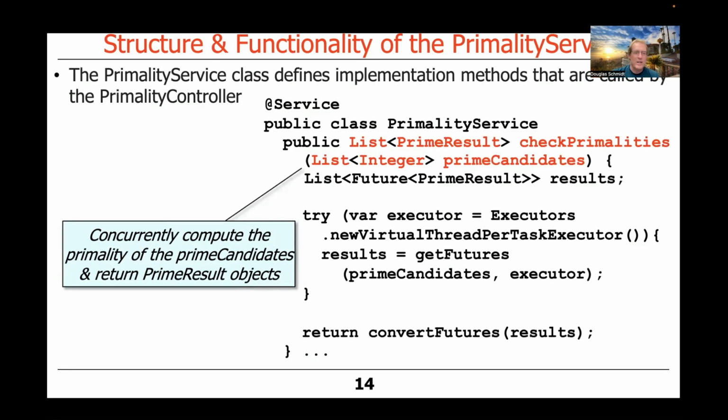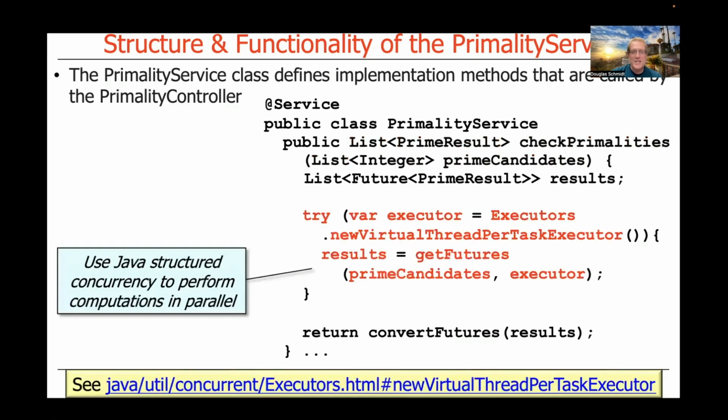And that concurrently will compute the primality of the prime candidate parameter and return a list of prime result objects that indicate what the result was of each prime candidate, whether it's prime or not. It's implemented internally using Java structured concurrency via the VirtualThreadPerTaskExecutor model. We'll take a closer look at this in just a bit.